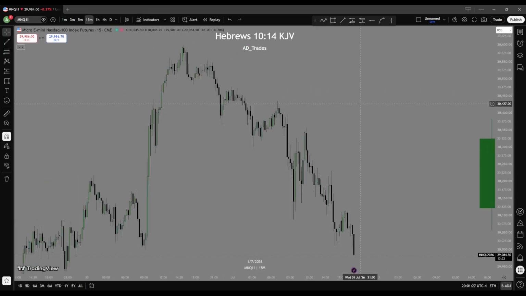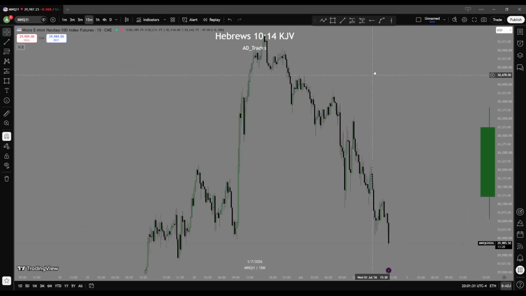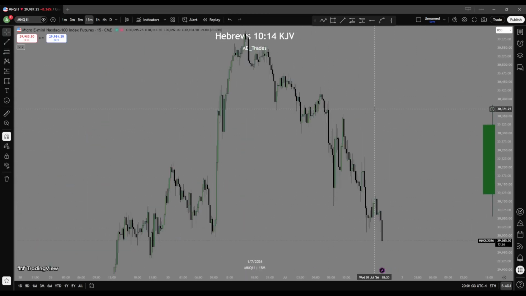Why do people call it bullish and bearish? I don't know. That's just how we do it. For some reason, we just made up a term. Instead of saying up and down, we say bullish and bearish. Why? Again, don't ask me. I didn't invent it. This is just how it is.